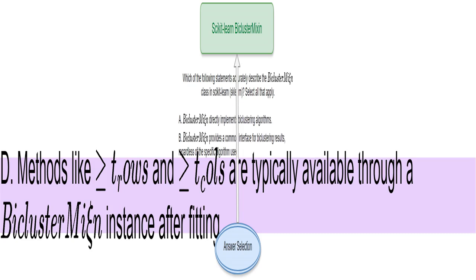This statement is correct. Once a biclustering algorithm that uses BiclusterMixin is finished, get_rows and get_cols allow you to easily access the rows and columns that form the identified biclusters. It's like having a handy tool to examine the results.